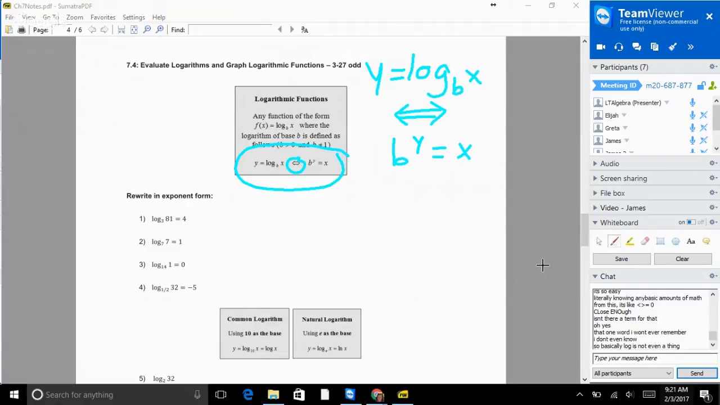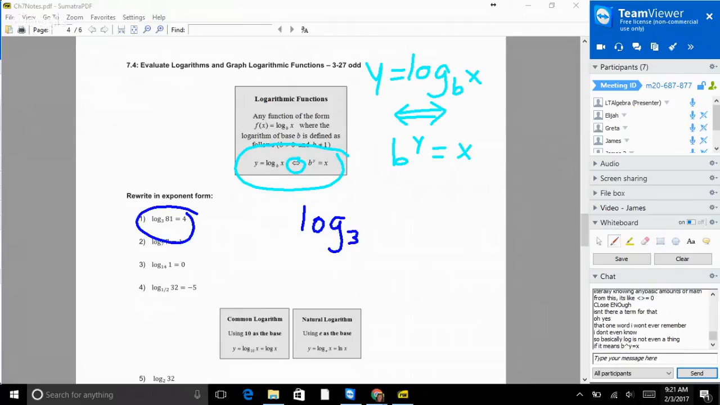So let's see how it actually works, okay? If I have the log base 3 of 81, if you were to evaluate that in your calculator, if you put in log base 3 of 81, you would get 4. I'll show you how you can do that in Desmos. But basically what that means is that we have 3 to the 4th power equals 81.